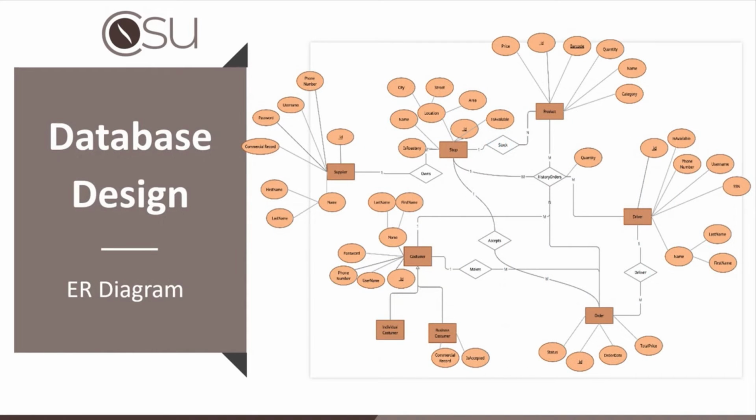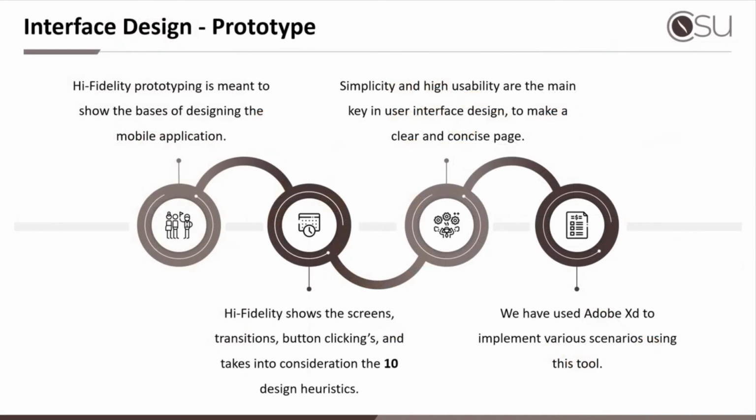Here we have the database ER diagram. We aimed to not make it too complicated to ensure that database transactions happen quickly and smoothly. Finally, we have created our high-fidelity prototypes to show the design of the mobile application. We created these following the 10 design HCI heuristics.